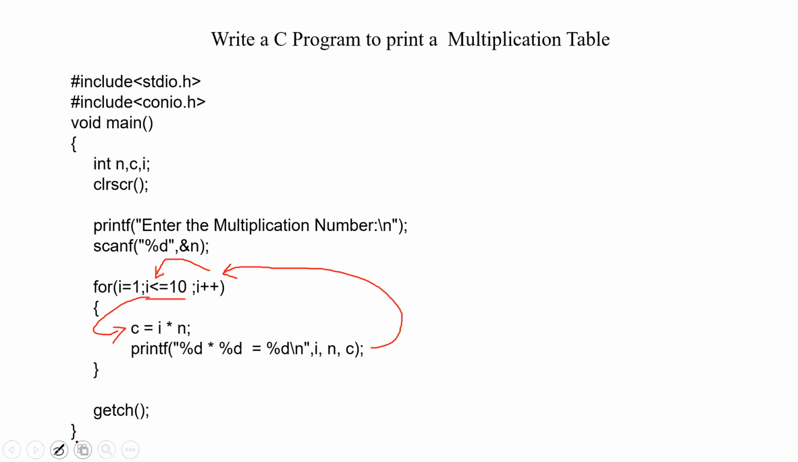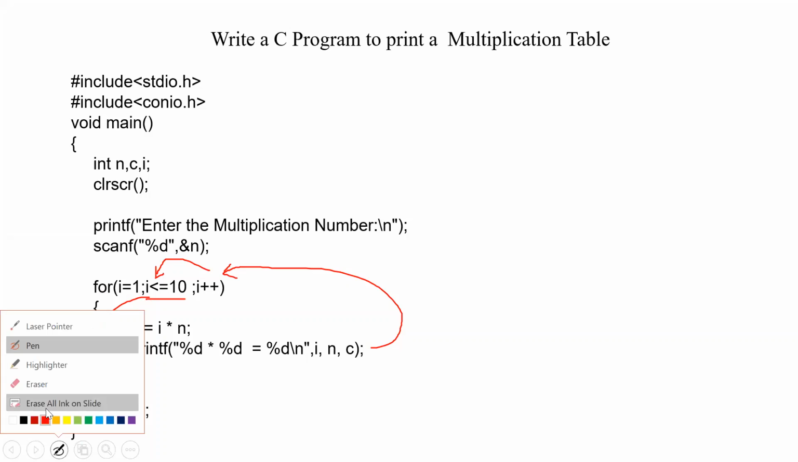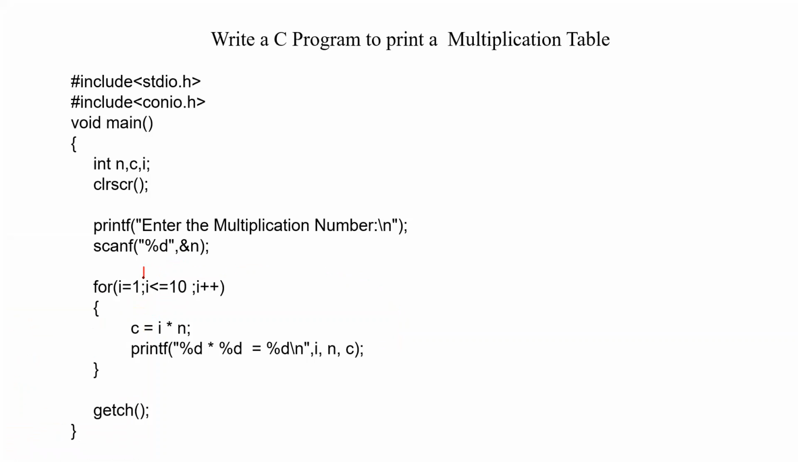Then what will happen now? Now the I value is 11, so it will be checking whether 11 is less than 10. No, 11 is greater than 10. So this condition is not satisfied. Then it will check whether 11 is equal to 10. No, this also no. So what will happen now? It is false. The condition turns out to be false. So it will come out of the for loop and execute the next line, which is our getch.